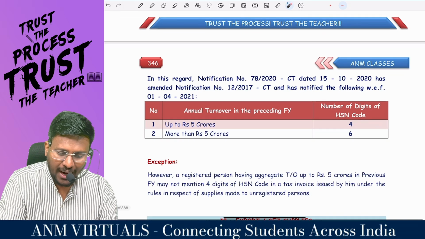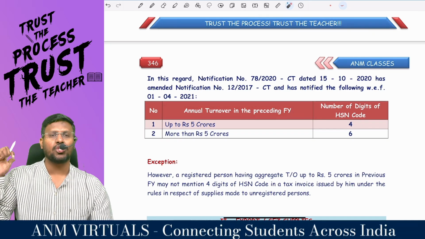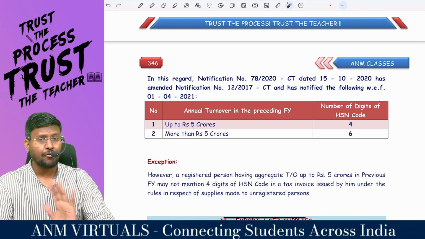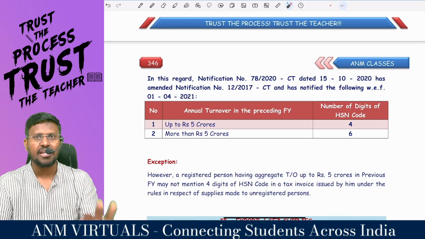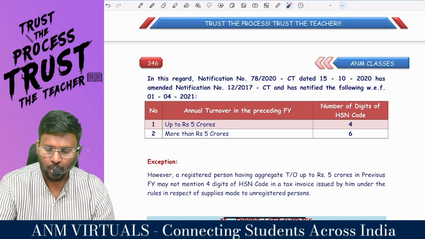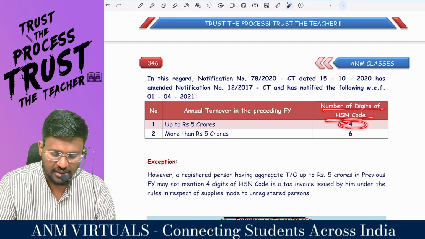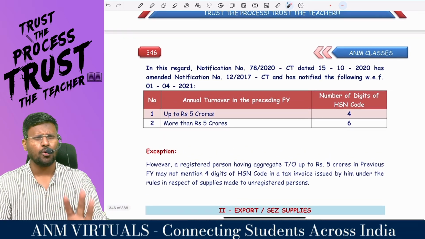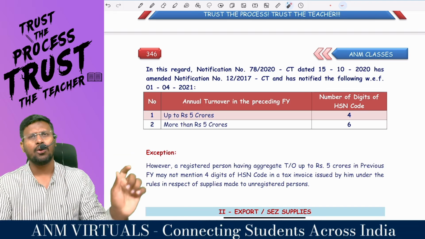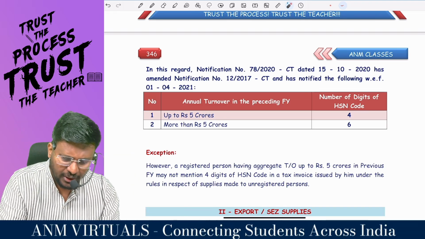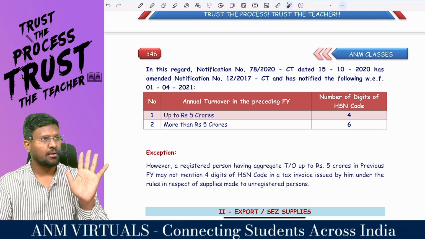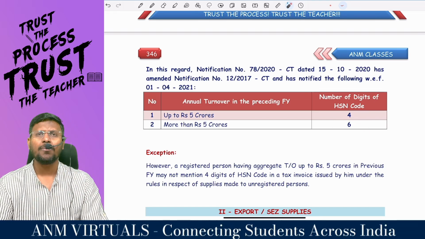They said that if your annual turnover in the immediately preceding financial year, not from 2017-18 and all, is up to 5 crore, how many digits of the HSN code should you show? 4 digits, only 4 digits. It may have 16, 18 or 12 digits, whatever it may be, but don't mention that big a number. If your turnover is more than 5 crore, then you should show 6 digits. So if it is up to 5 crore, 4 digits.